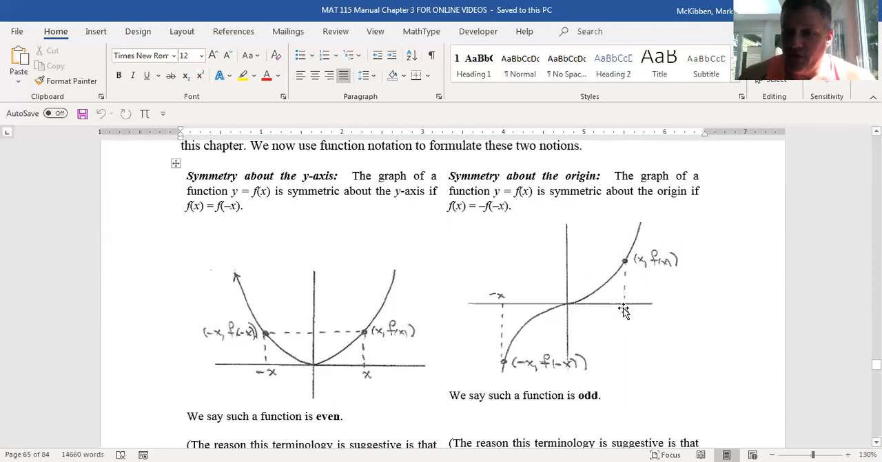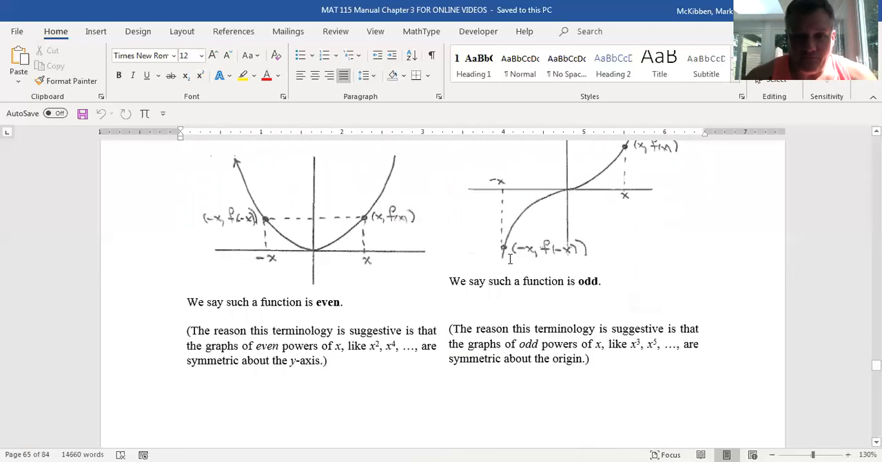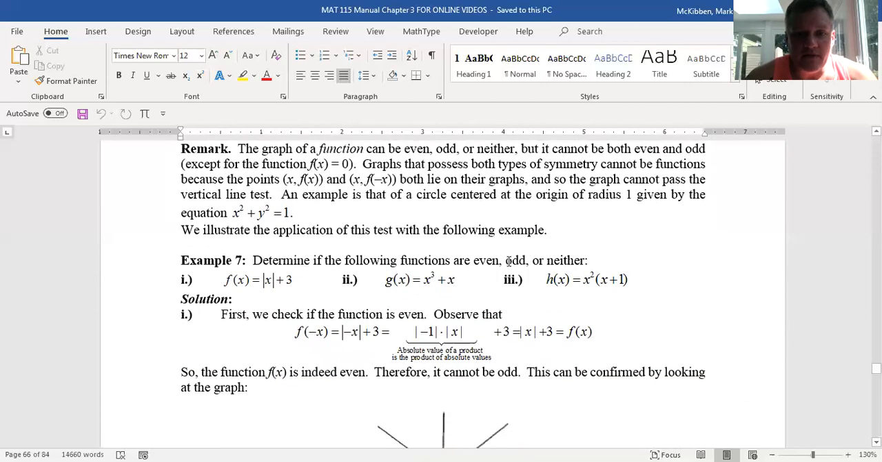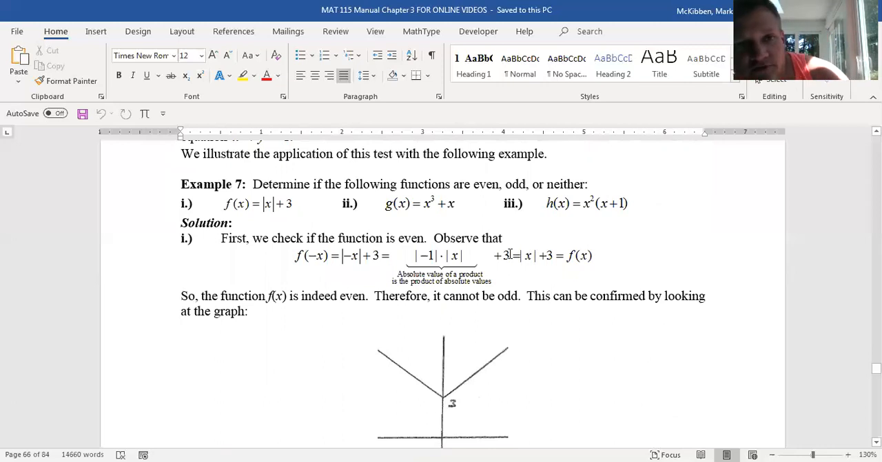If this is true, if you go the same distance on either side of the origin and the y's are opposite signed, then it's called odd, right? This negative multiple out here means it's opposite signed. All right, so go ahead here, look at this example. We want to check to see if these functions are even or odd.